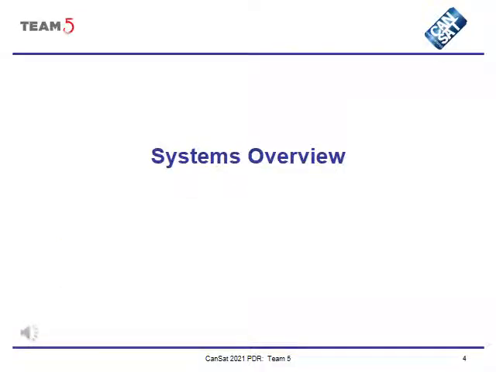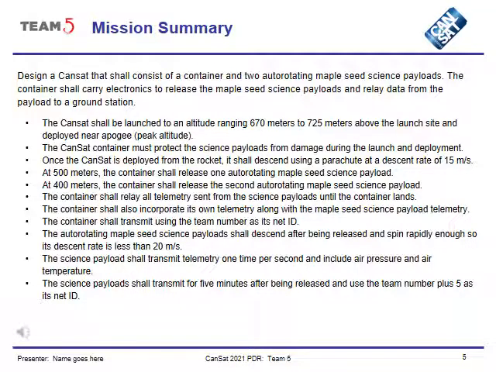We start with our systems overview. Mission summary. Design a Cansat that shall consist of a container and 2 auto-rotating maple seed science payloads. The container shall carry electronics to release the maple seed science payloads and relay data from the payload to a ground station. The Cansat shall be launched to an altitude ranging 670 meters to 725 meters above the launch site and deployed near apogee. The Cansat container must protect the science payloads from damage during the launch and deployment.